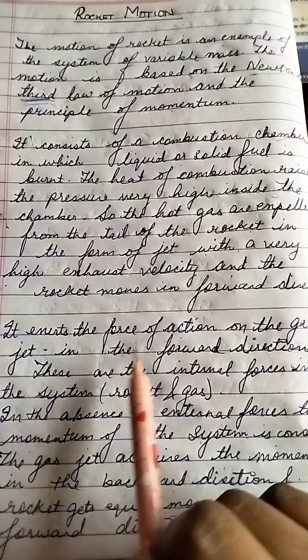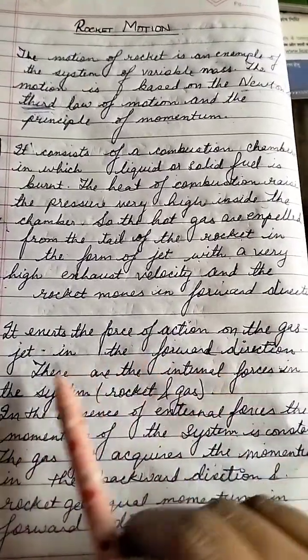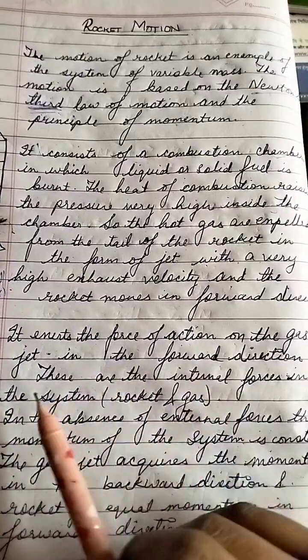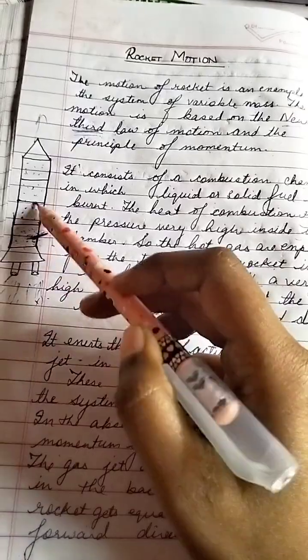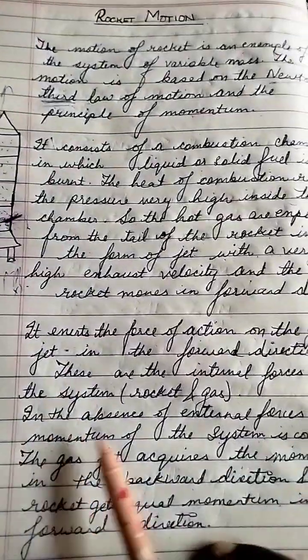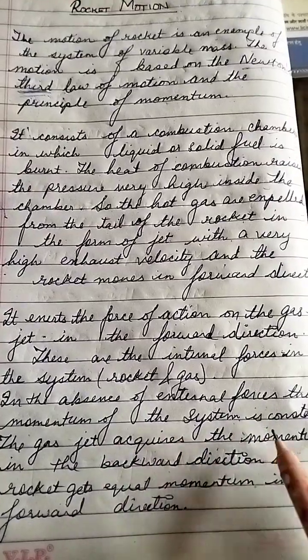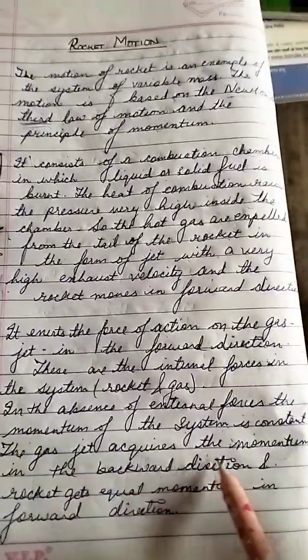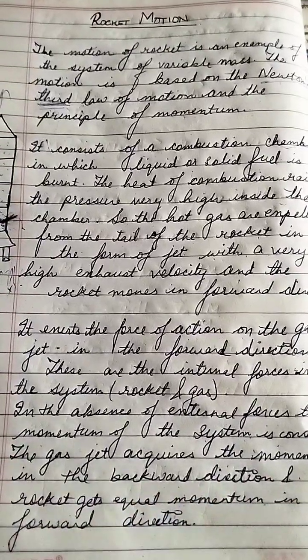The rocket exerts the force of action on the gas jet in the backward direction. These are the internal forces in the system. Now, a system means the rocket and the gas. In the absence of external forces, the momentum of the system remains constant. The gas jet acquires momentum in the backward direction and the rocket gets equal momentum in the forward direction.